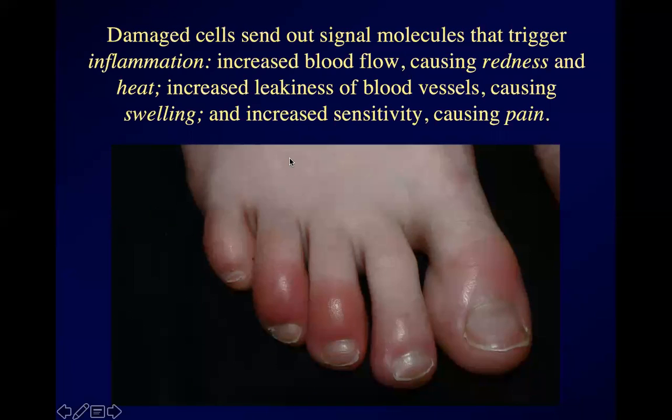And your nerves also become increasingly sensitive and you get pain. That's the four classic signs of inflammation, which sounds a lot better in Latin, by the way, because a Latin doctor named Galen wrote all of this down. He called it rubor et calor et tumor et dolor. That's redness, heat, swelling, and pain.